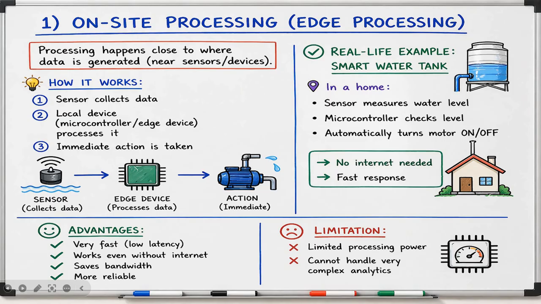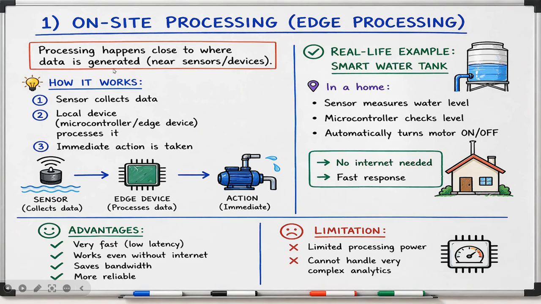So on-site processing is also called edge processing, where the processing happens close to where the data is generated, that is, nearer to the sensors or the devices. In edge processing, the data is handled near the sensors or devices like microcontrollers, gateways or edge computers. Because the data does not travel far, the system can react quickly, and this is very useful for real-time IoT applications. Next is how this works.